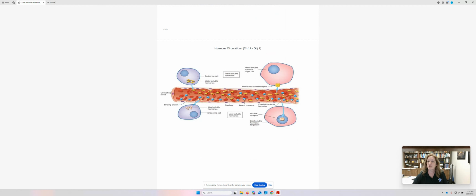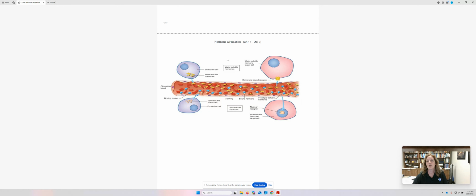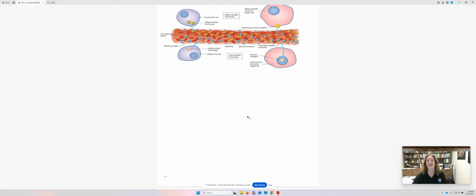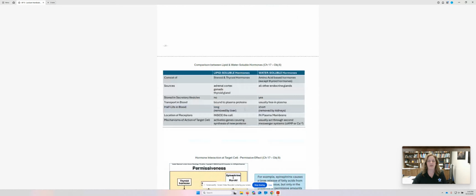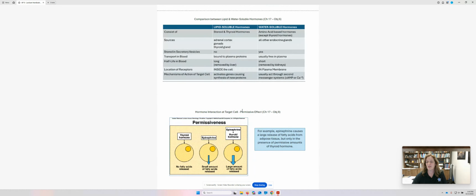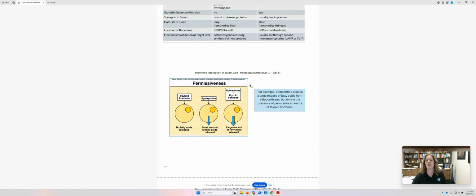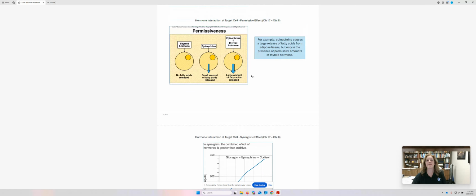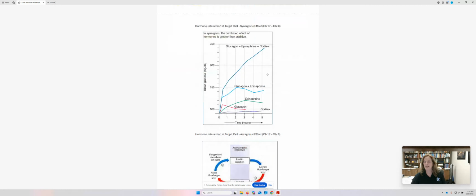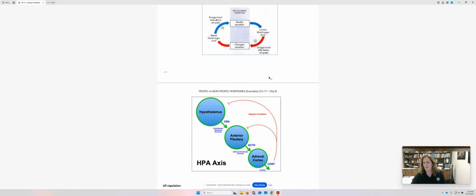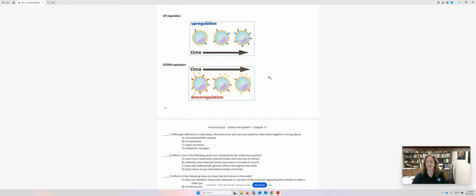And then hormone circulation. How do they circulate in the bloodstream? You've got your water-soluble hormones across the top of the picture. You've got your lipid-soluble hormones across the bottom of the picture, because they're not going to travel the same way in the bloodstream. And then a table comparing the two. You've got your various definitions. So remember I said objective 8 was just a bunch of definitions. Well, these are some definitions and some pictures, again from the PowerPoint, to help you understand.